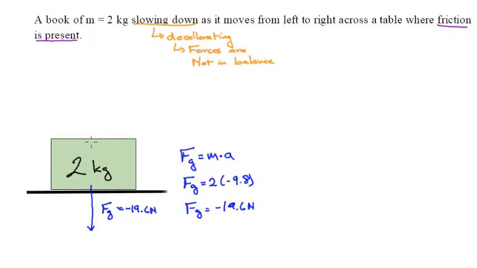Now, since the book is not accelerating towards the center of the Earth, I do know that there's another force called force normal, and it is equal and opposite, so it's 19.6, not negative 19.6.